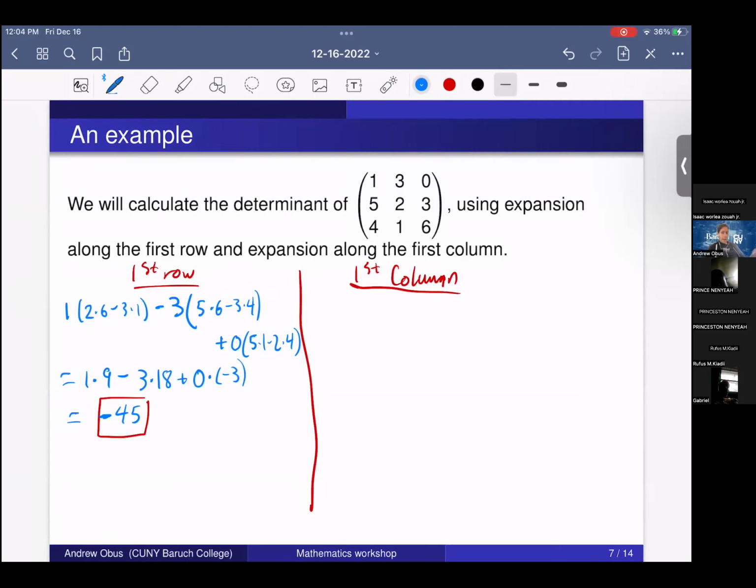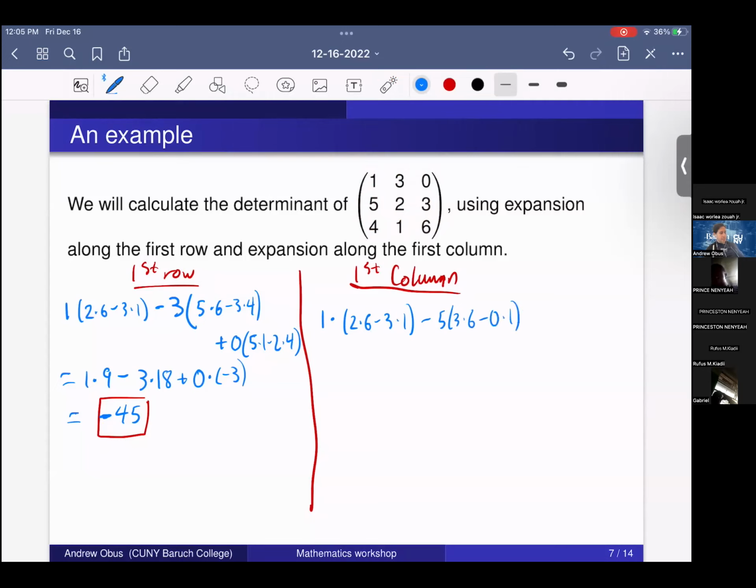Okay, and let's check doing the first column instead. We're going to do the same thing, right? So I'm going to start with 1 times 2 times 6 minus 3 times 1. And then minus, now I'm walking down the first column, so I take the 5, and I take its complementary matrix. The 5, I get rid of its column and its row, and I'm left with 3, 0, 1, and 6. So it's minus 5 times 3 times 6 minus 0 times 1.